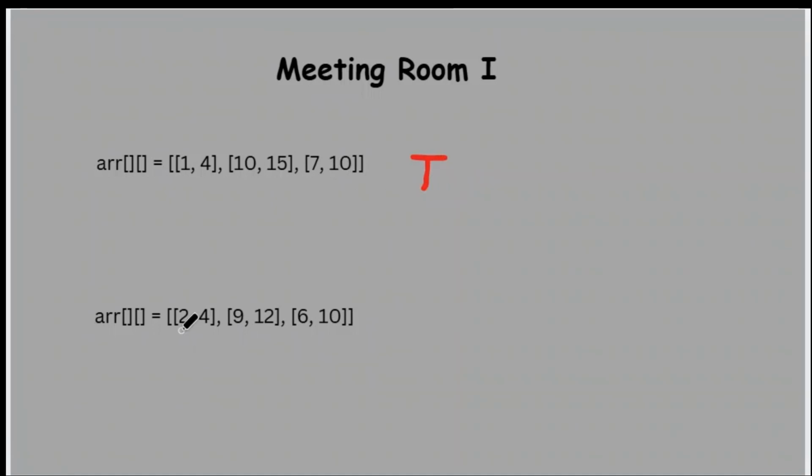In the next example, a meeting starts at 2 and ends at 4. The second meeting starts at 9 and ends at 12. And the third meeting starts at 6 and ends at 10. So you can see these two meetings are clashing, so you can't attend all the meetings. In this case, you have to return false.